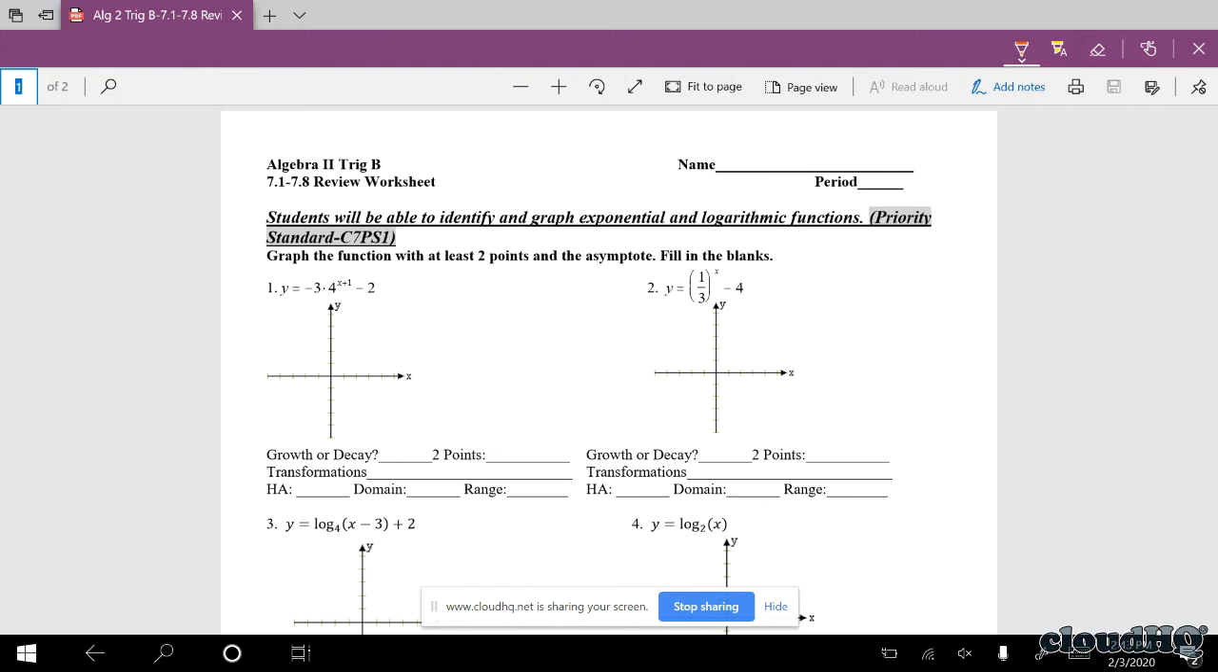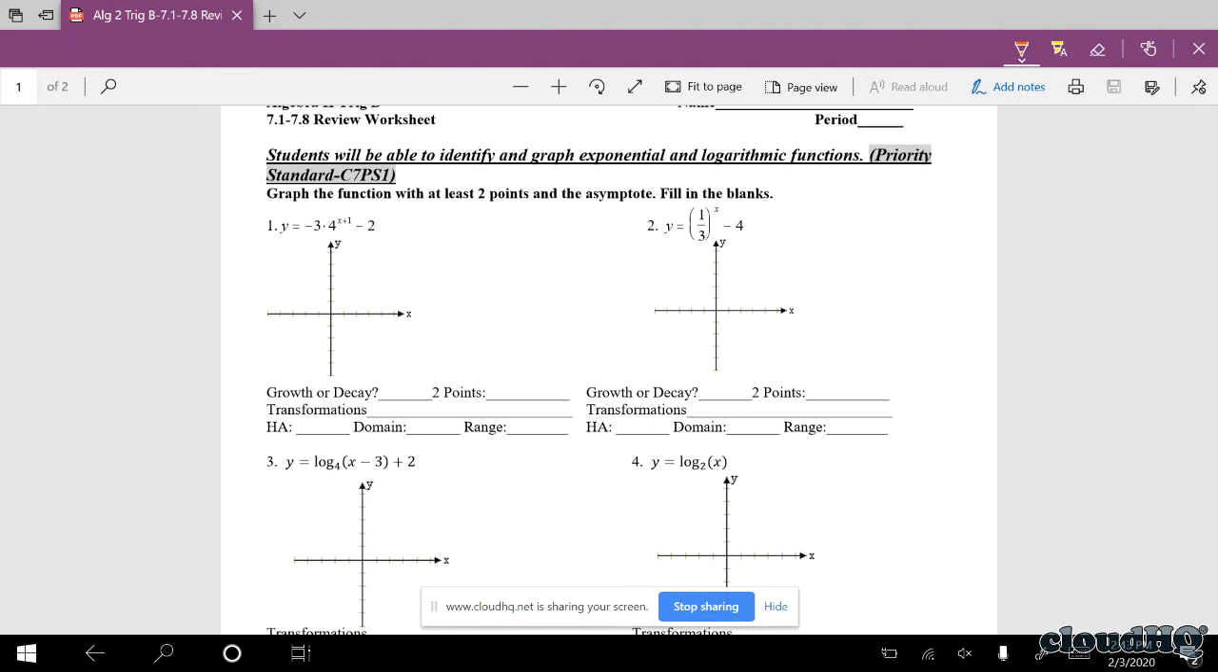All right, so we're going to start off with graphing of exponentials. We see that the value that's being raised to an exponent is 4. That's larger than 1. Therefore, this is going to be growth. Then we need some points.